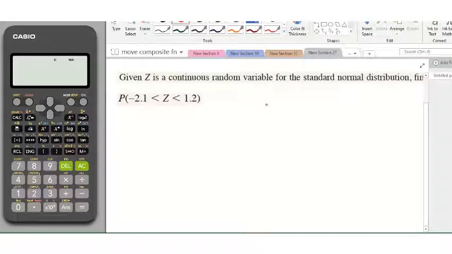Alright, here is the question. Given Z is a continuous random variable for the standard normal distribution, find the probability of Z score between negative 2.1 and 1.2. So right now here is the scientific calculator FX570ES Plus second edition in software form, so that I can show you easily by using this screen recording.